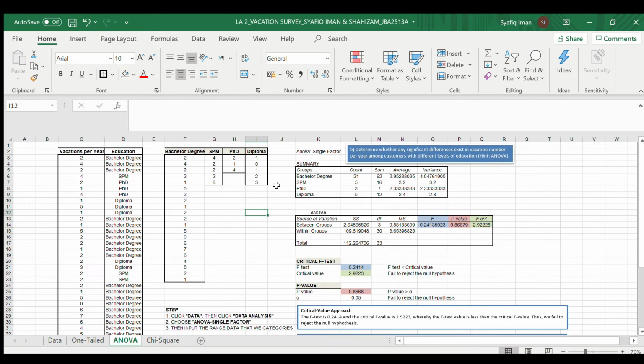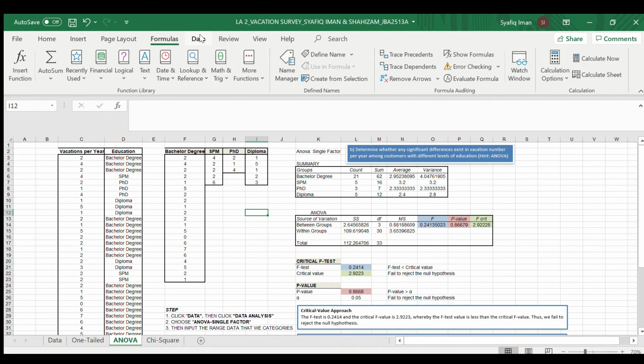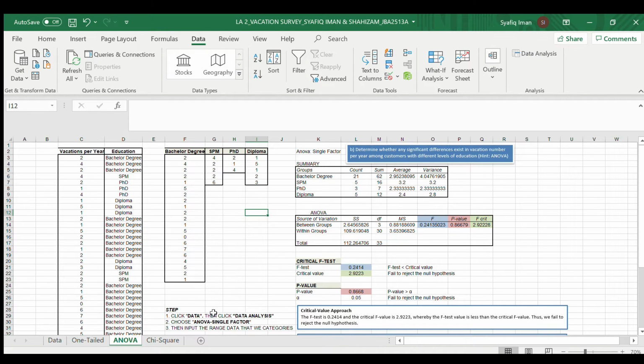Okay, for the second question is determine whether any significant difference exists in vacation number per year among customers with different level of education. The hint is ANOVA. Okay, first step, you need to click the data. Then you click the data analysis. Then choose ANOVA single factor. Then input the range data that we categorize. This bachelor degree, SPM, PhD and diploma.